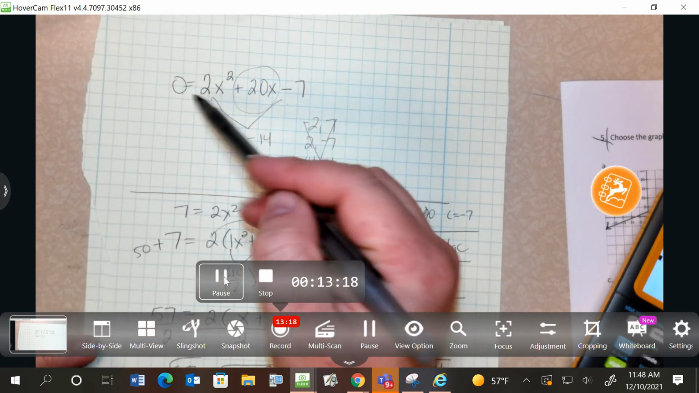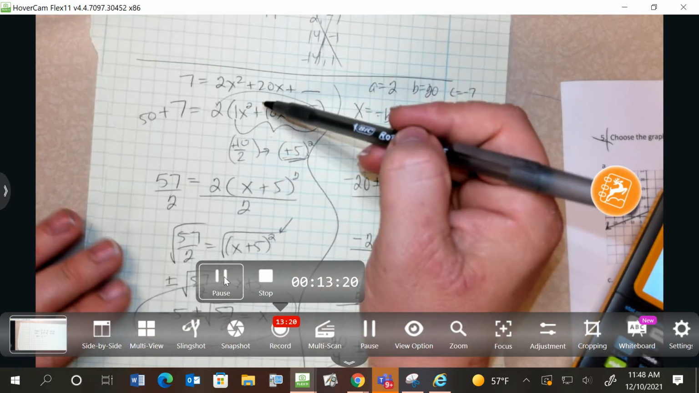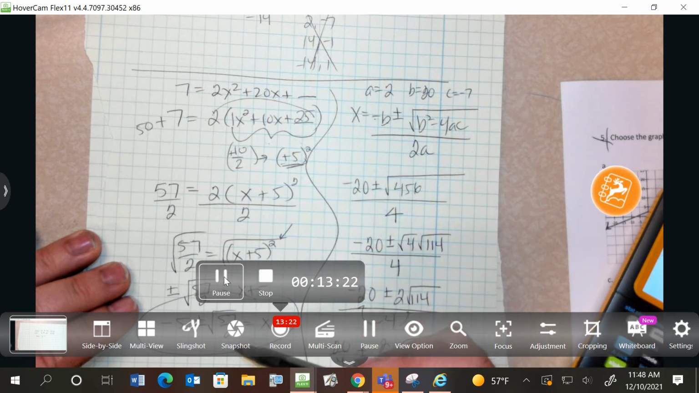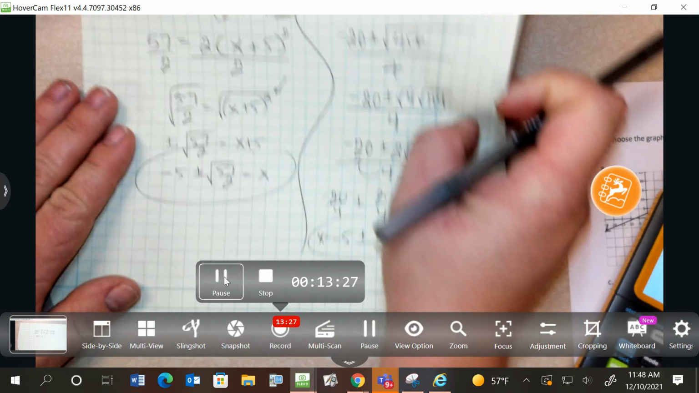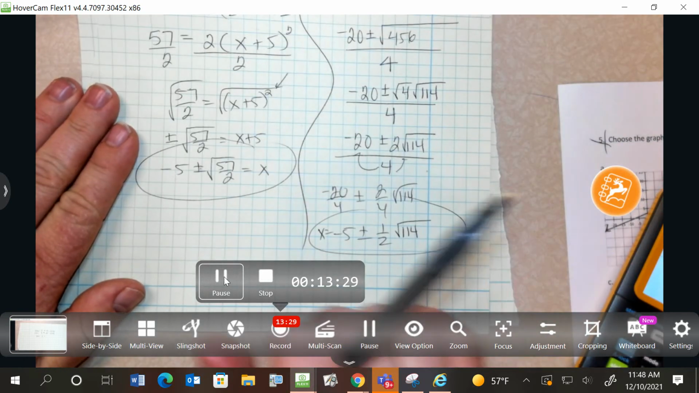We were able to solve this trinomial, whether you use the completing the square method or the quadratic formula, both coming up with acceptable answers.